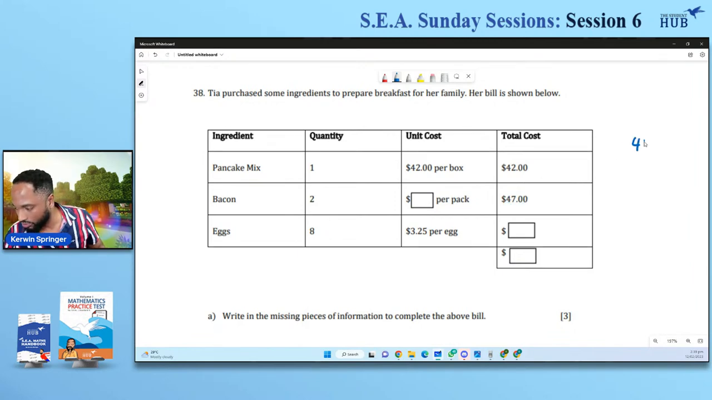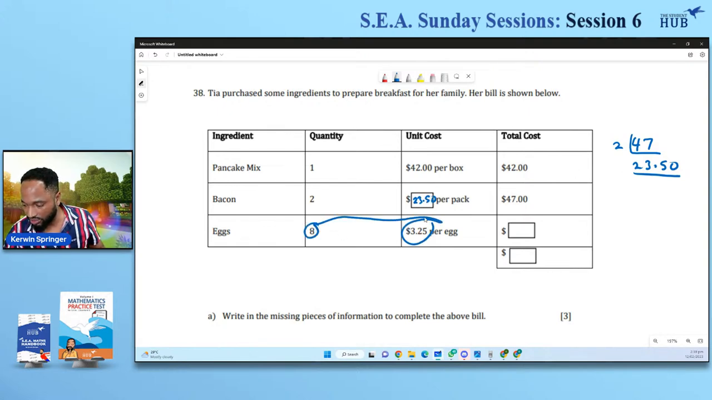47 divided by 2. How many times can 2 go into 47? Is it 23.5? And $3.50, right? And 8 eggs at 3.25 each. Wow, them eggs expensive.